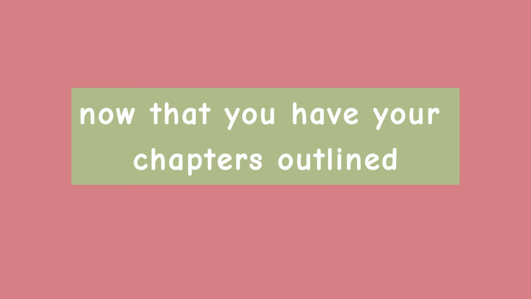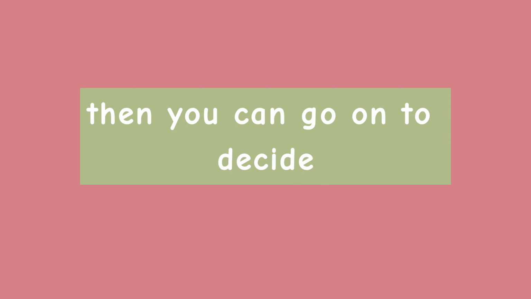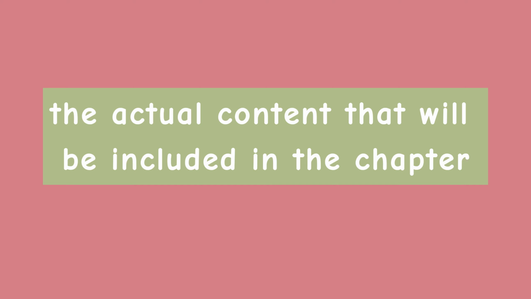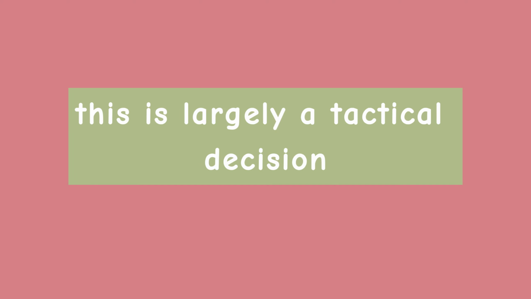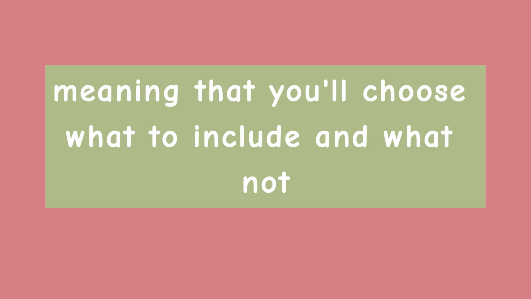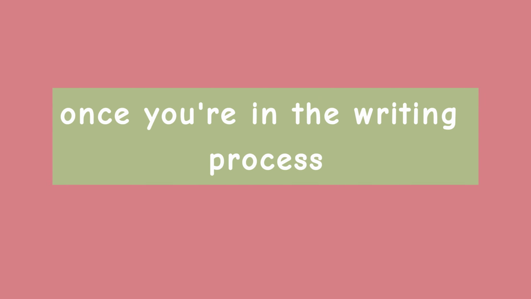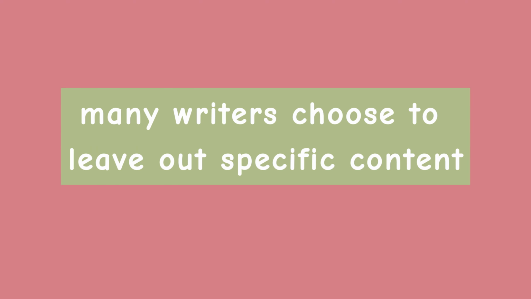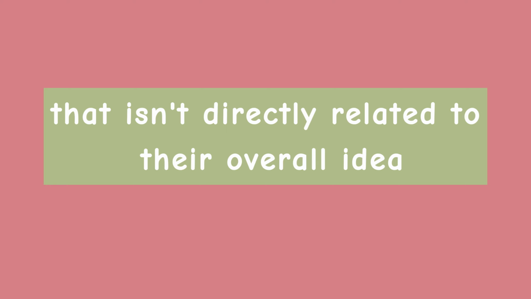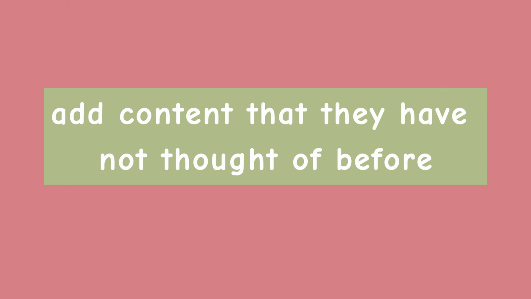Now that you have your chapters outlined, then you can go on to decide the actual content that will be included in the chapter. This is largely a tactical decision, meaning that you'll choose what to include and what not once you're in the writing process. For instance, many writers choose to leave out specific content that isn't directly related to their overall idea. Others choose to add content that they have not thought of before.